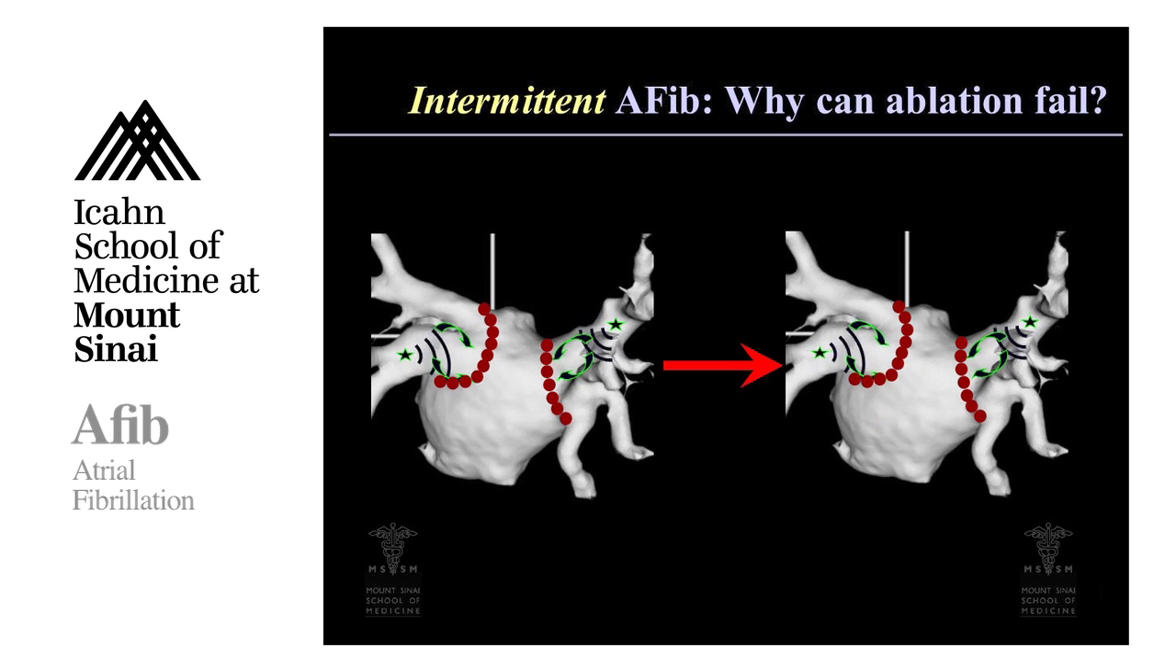Now, there's a second mechanism for recurrence, and that's what you see here. You could have another focus for atrial fibrillation here, or for example here, or even in the right atrium. And these triggers that are outside the pulmonary veins, if we don't ablate them, then they'll manifest and they'll cause fibrillation.